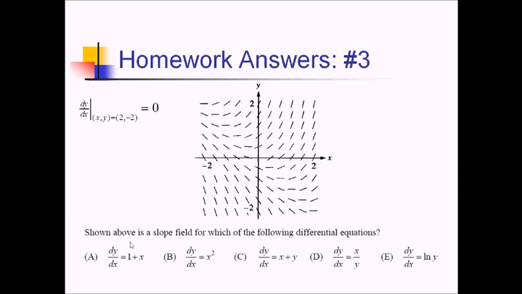For choice A, we've got 1 plus 2, which is 3. That's not 0. Choice B, this is going to be 2 squared, still not 0, so we've eliminated 2 of them already. Choice C, we've got 2 plus -2, that is 0, so far C is still in the running. For choice D, 2 over -2 is -1, not 0. And for choice E, the ln of -2, well, that doesn't even exist.